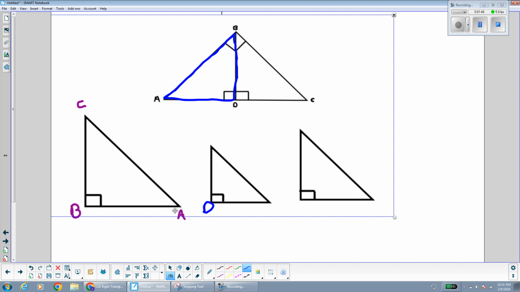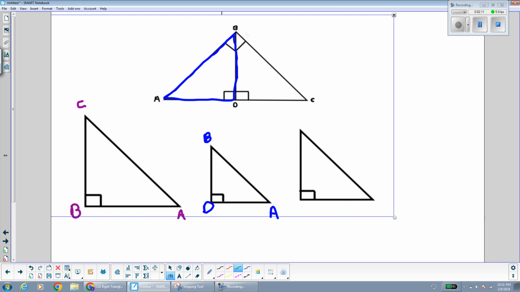So if we put angle A here in the original big right triangle, it's got to be here in the blue triangle, because if it's a shared angle, it has to correspond to itself since it's congruent to itself by the reflexive property. And that leaves point B to be over here.